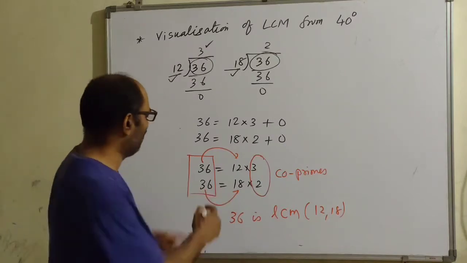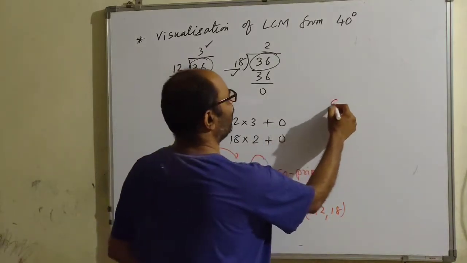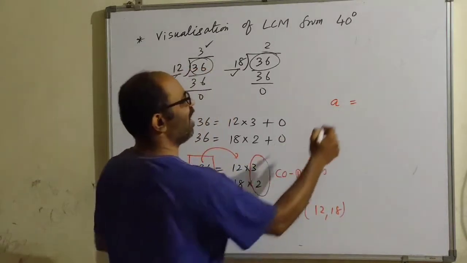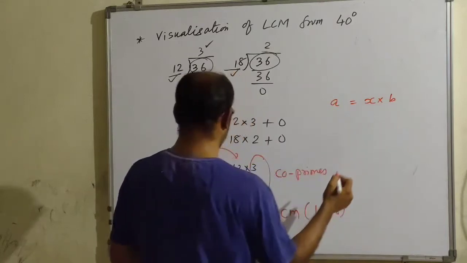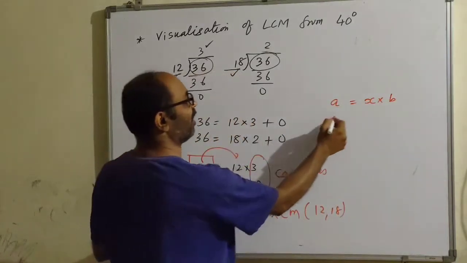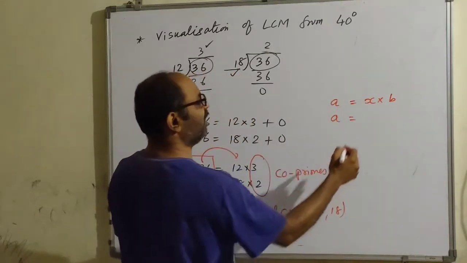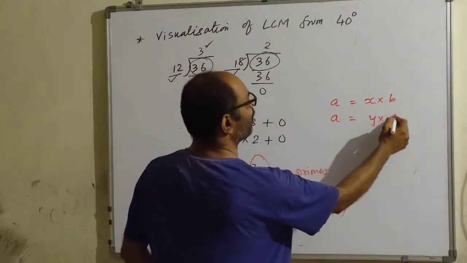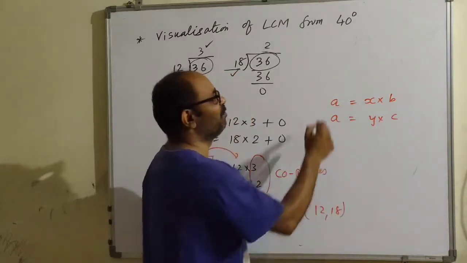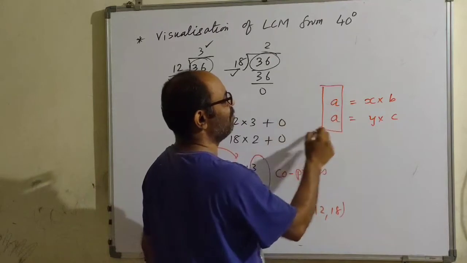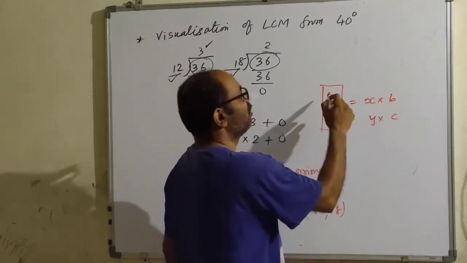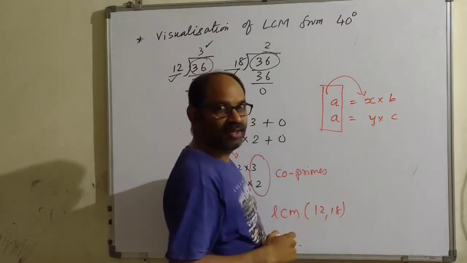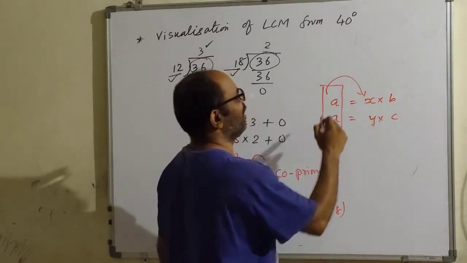Let's have a little bit. Okay, this 36, I call it A. 12, I call it X into 3, that is somewhat B. 36, this is repeating, so I'll repeat here A. This is different, Y. This is different, C. What do you observe? The same number A is represented in product form. So A is what? LCM of X.